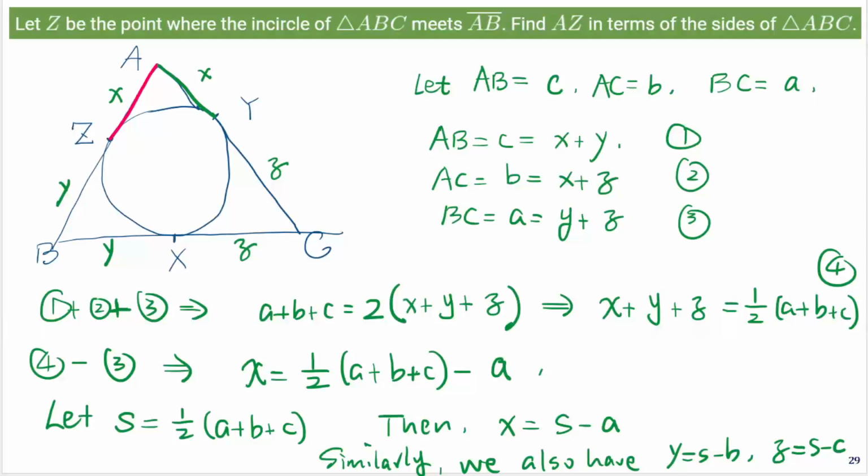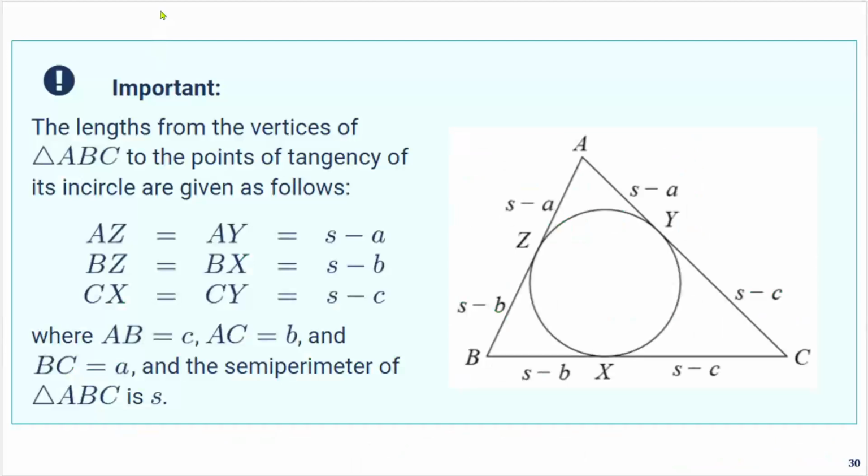So again, you can treat this as an important property, which states that the lengths from the vertices of triangle ABC to the points of tangency of its incircle are given as follows. If you have a diagram on the right, then we have length of AZ equals AY, which is S minus A. BZ equals BX equals S minus B. And CX equals CY, which is S minus C, where AB equals C, AC equals B, and BC equals A. And the semi-perimeter of triangle ABC is S.